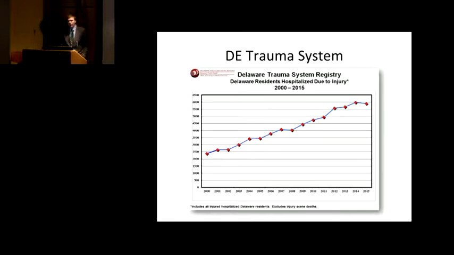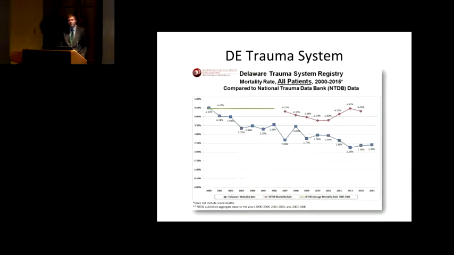On the whole, in Delaware, injury continues to rise. We see a steady incline in the amount of injuries noted in the state as a whole. However, we've maintained, if not improved, our mortality rate, especially in contrast to the National Trauma Data Bank. So we are doing a good job in the trauma care here in Delaware.